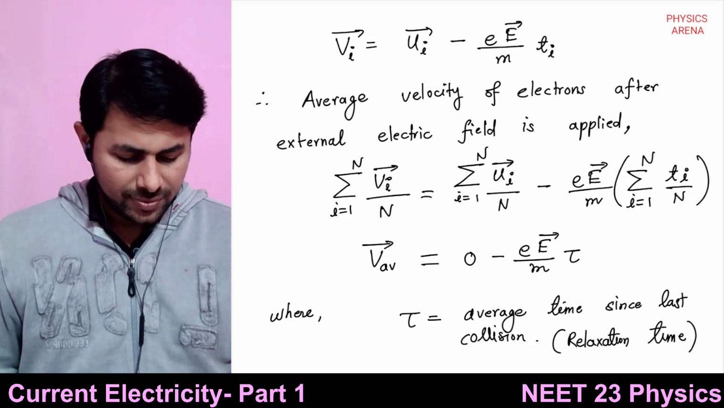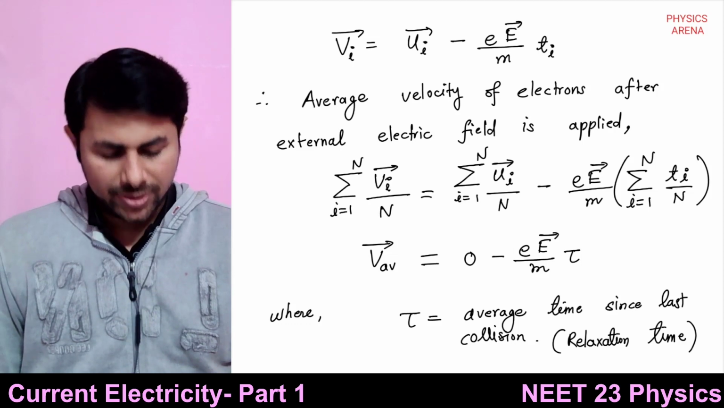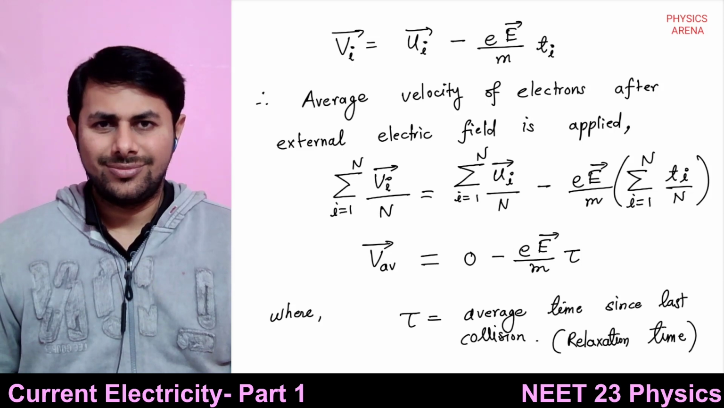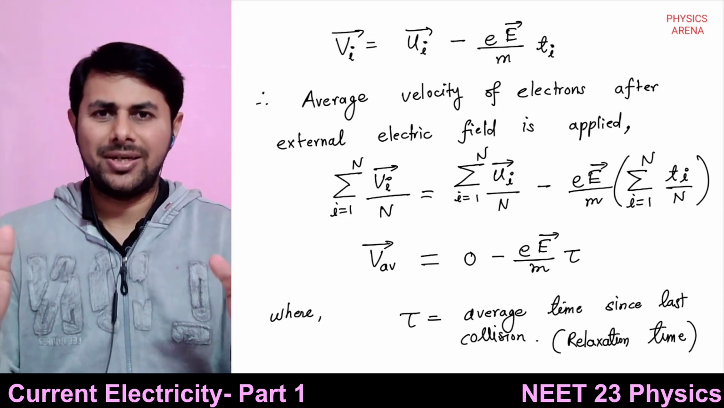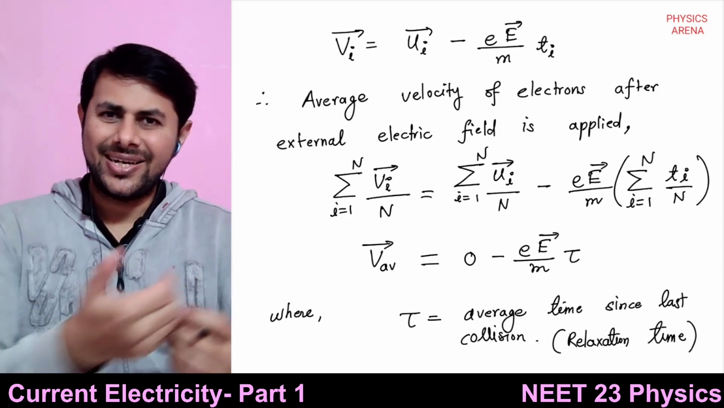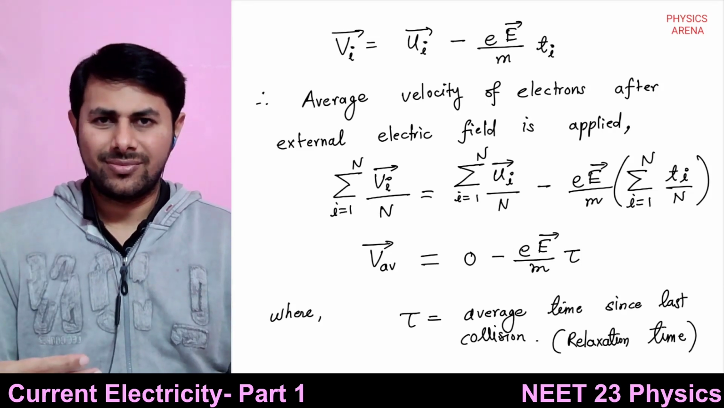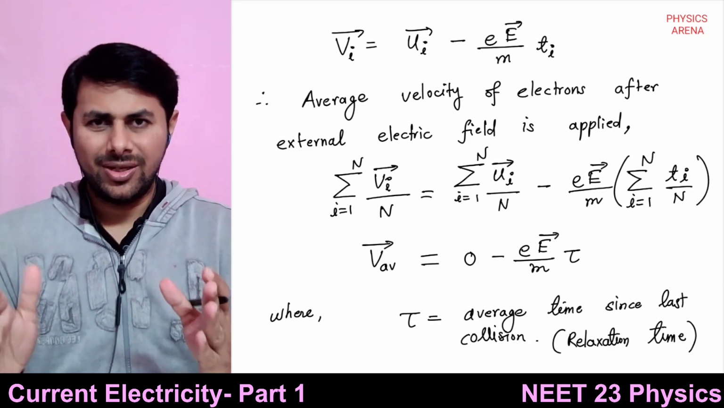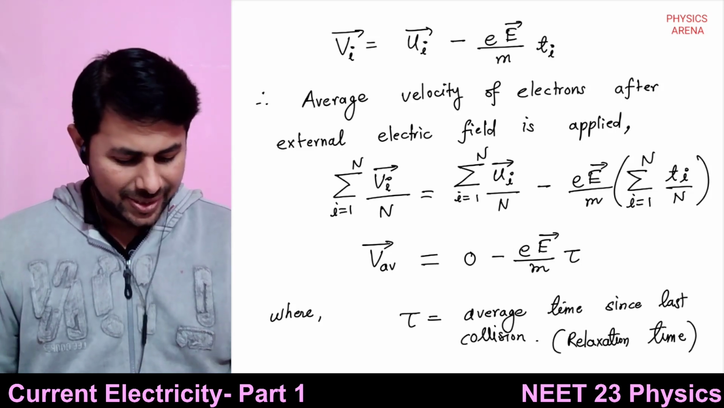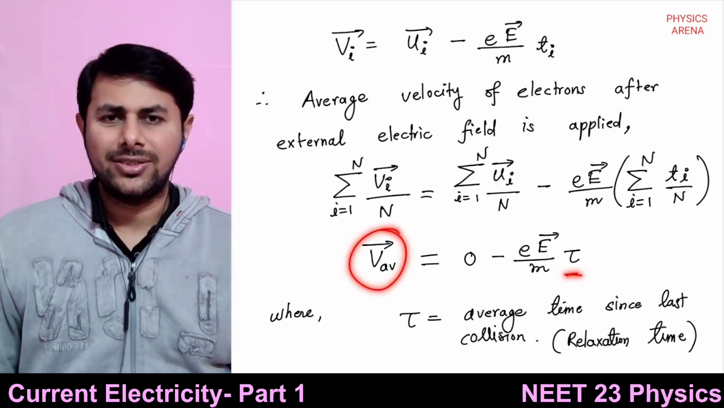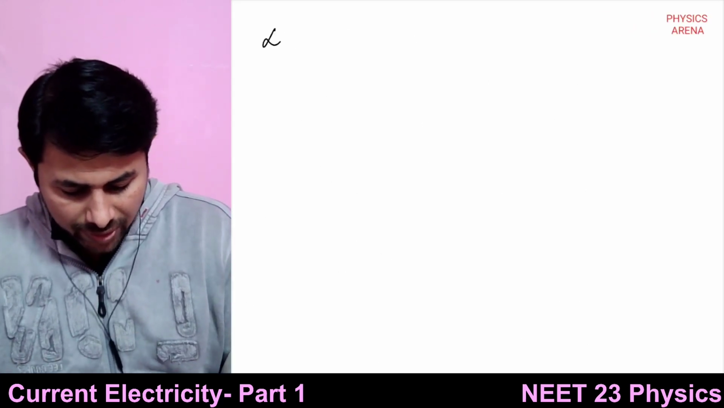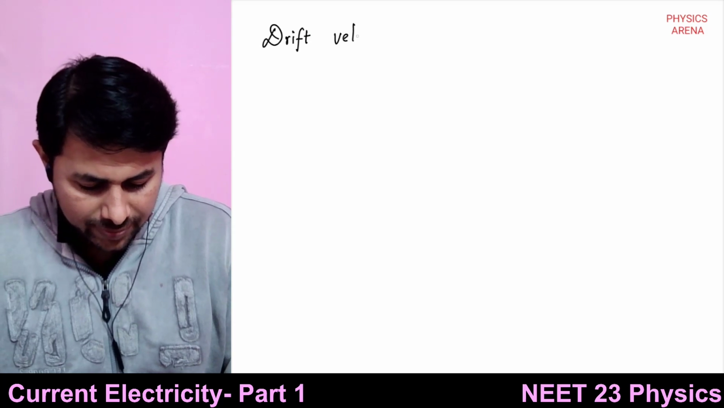So see what we have got. This average velocity of electrons doesn't depend on time. We might think that when we apply an electric field, electrons will get accelerated, and the longer we keep that electric field, the more the average velocity of electrons. But that thing doesn't happen. The average velocity of electrons is constant, and this is known as the drift velocity.